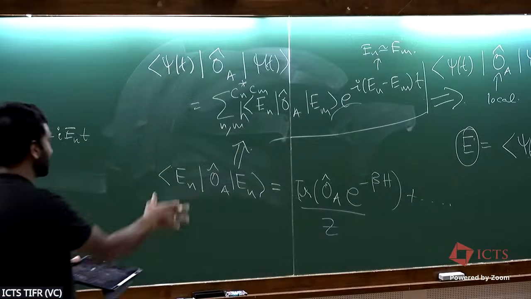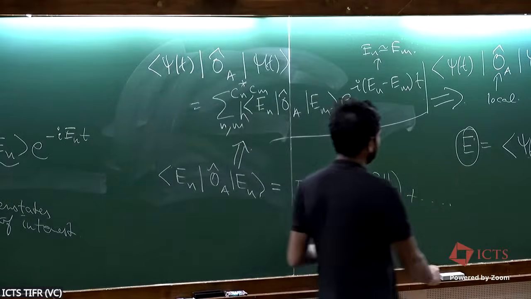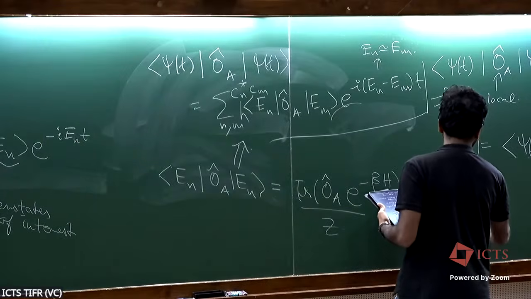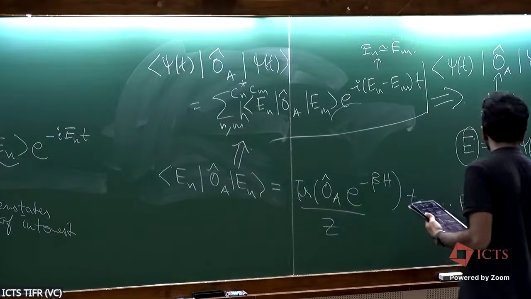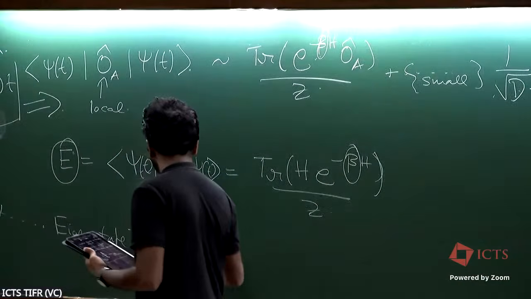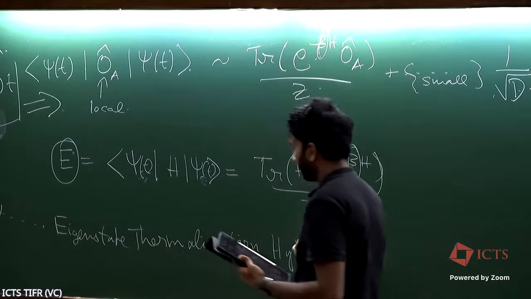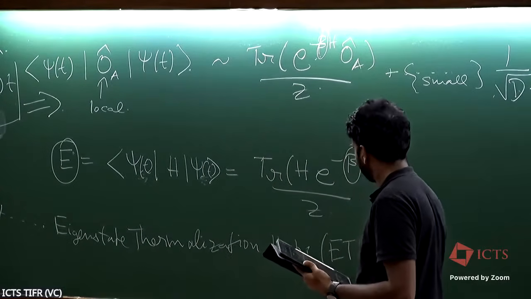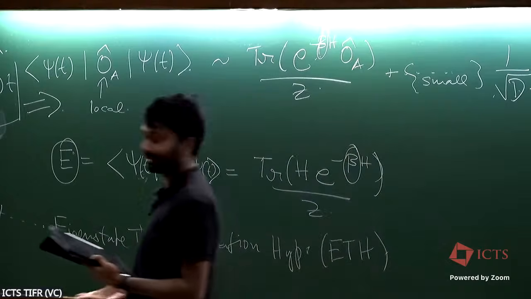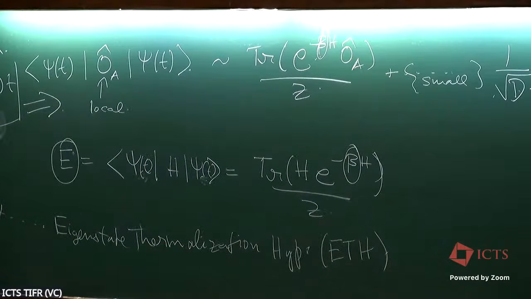So this kind of a condition goes by the name of eigenstate thermalization hypothesis, or ETH, which, as the name suggests, is just saying that the eigenstates themselves are thermal. If you look at expectation values of local operators in the eigenstates, they are themselves thermal. And the temperature can be determined using this equation. Okay.